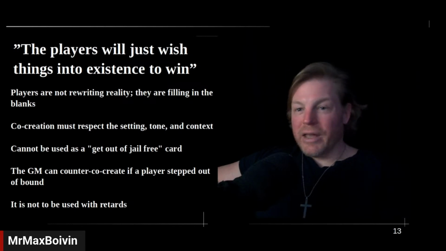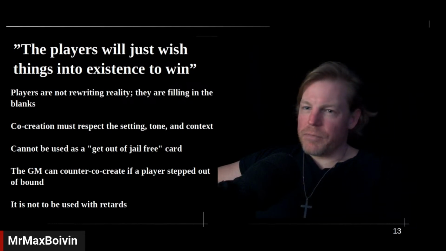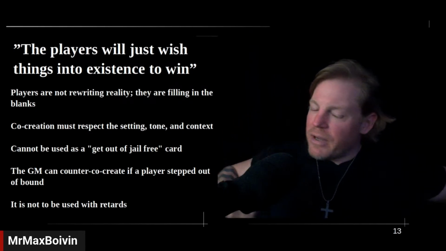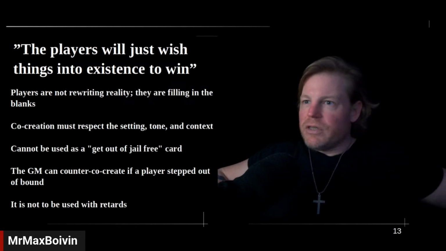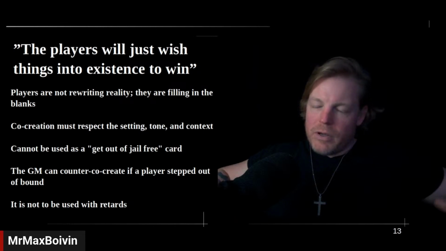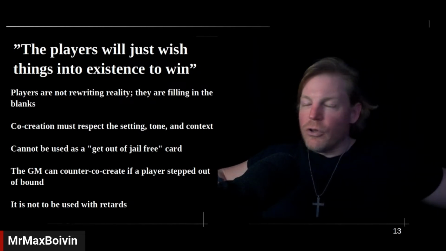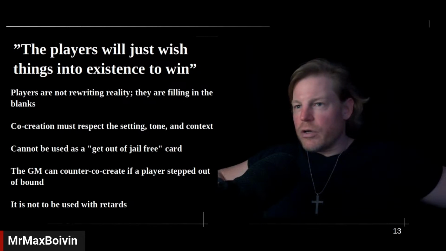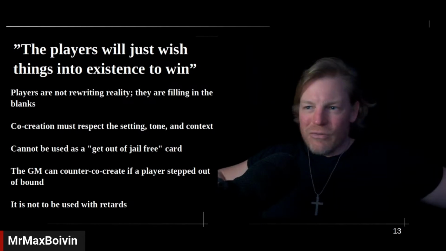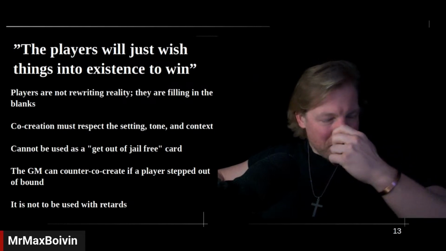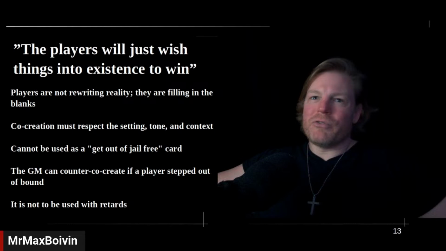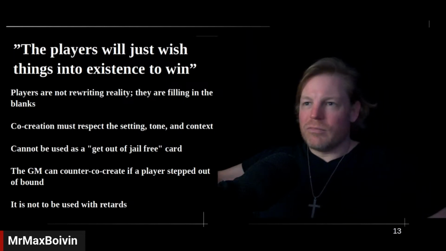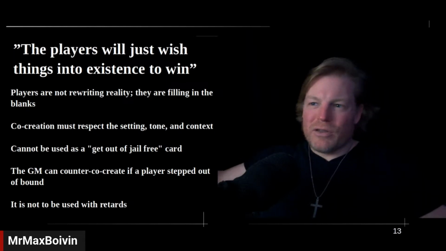The GM can counter co-create if a player steps out of bounds, right? Oftentimes we say the GM has a veto, but we try to do a soft veto, because one thing I hate is the, oh no, actually there is no scissors in the drawer in the kitchen. For some reason it's important that there's no scissors. So the player co-created a pair of scissors and you don't want him to have them for some reason, which could be problematic, right? At some point you can also let your player have things sometimes.